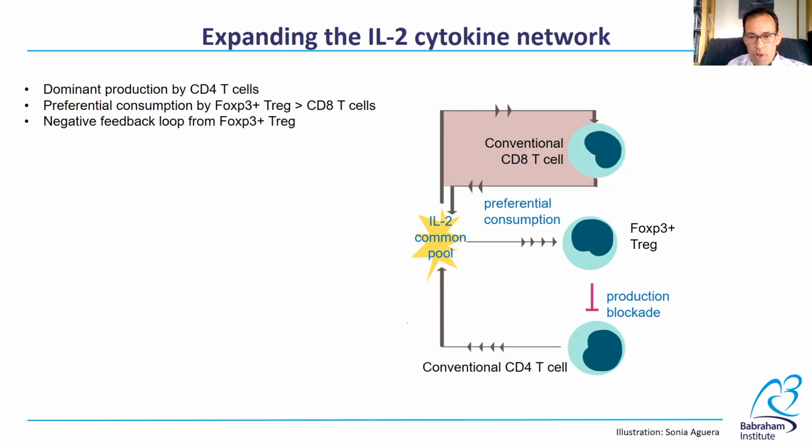So if we start where we were at a few years ago in terms of the cytokine network, this was, I think, the basic understanding of how IL-2 is working. The main production of IL-2 is from CD4 T cells. CD8 T cells can also produce a little bit. This IL-2 is then feeding the regulatory T cells and the CD8s, but with preferential feeding to the regulatory T cells. They then block the production of IL-2, so you do get this negative feedback circuit.